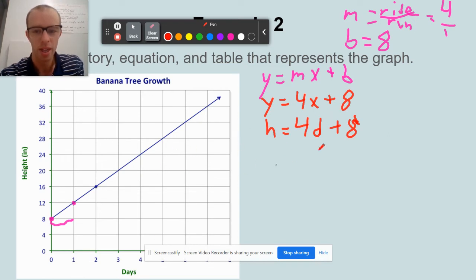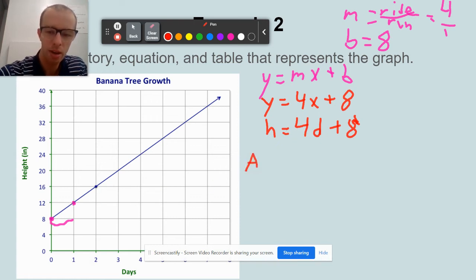All right, so this graph tells me the same information as this equation here, that there's a banana tree that starts at a height of 8 inches, and every day it's going up 4 inches. So now that's the story, right? That is the story. We don't write our own story here. We're given the story of this graph. There's a banana tree that starts at 8, and every day it's going up 4 inches, right? That's what this 4d means here.